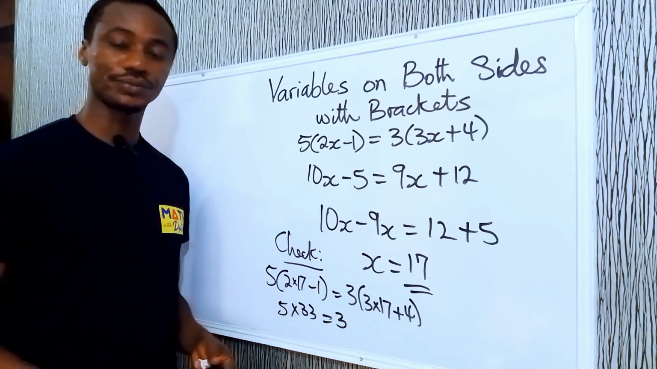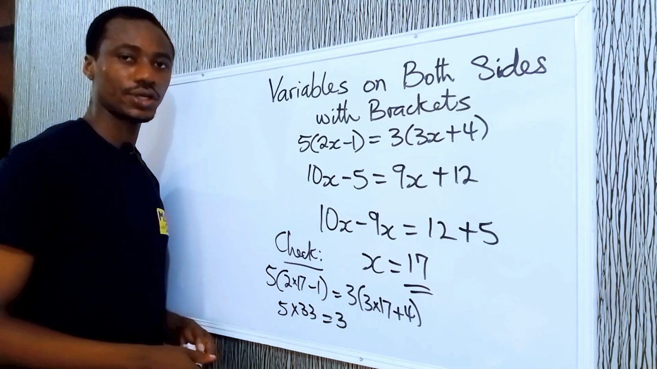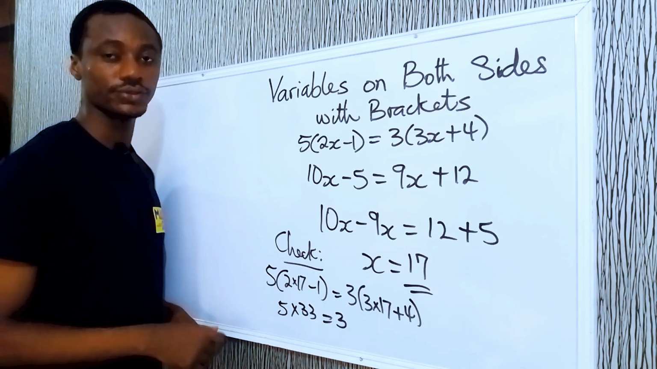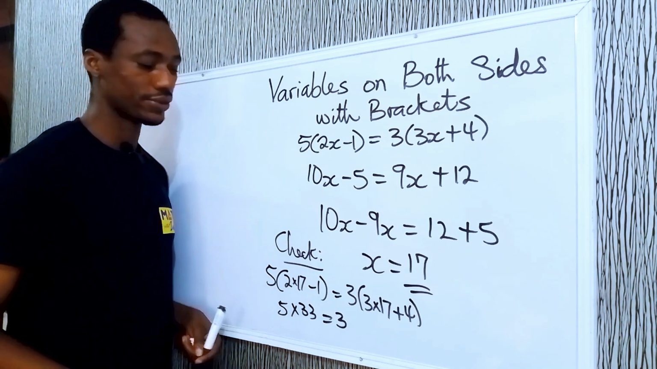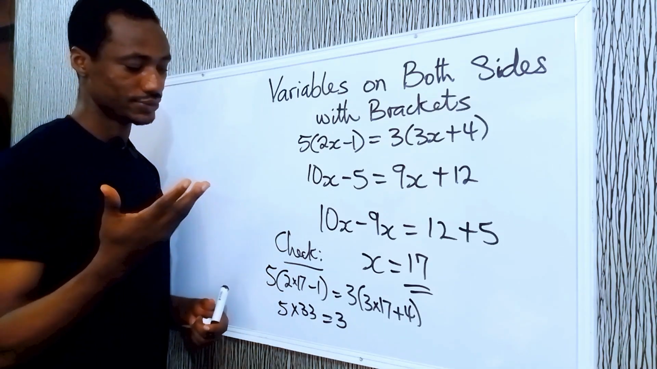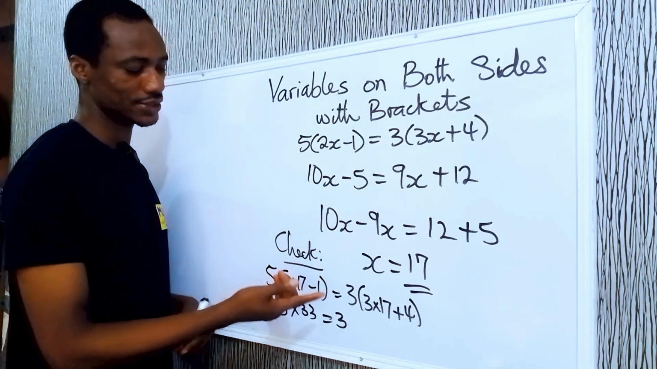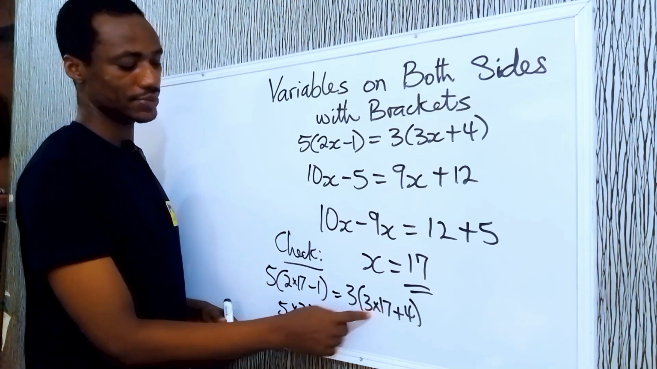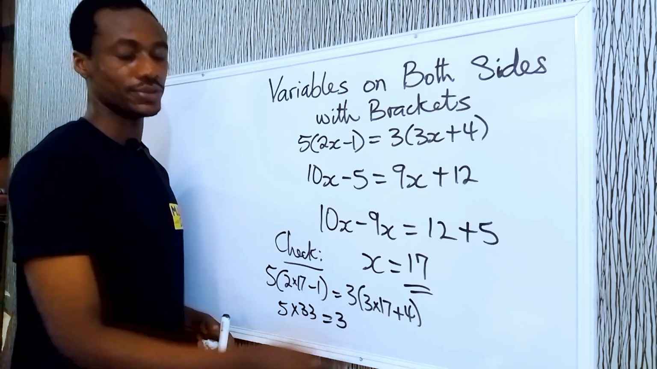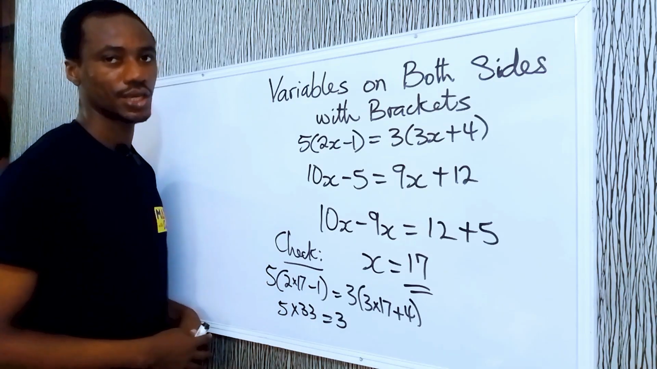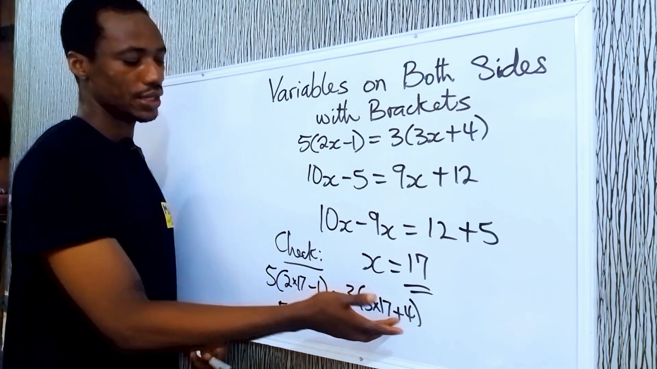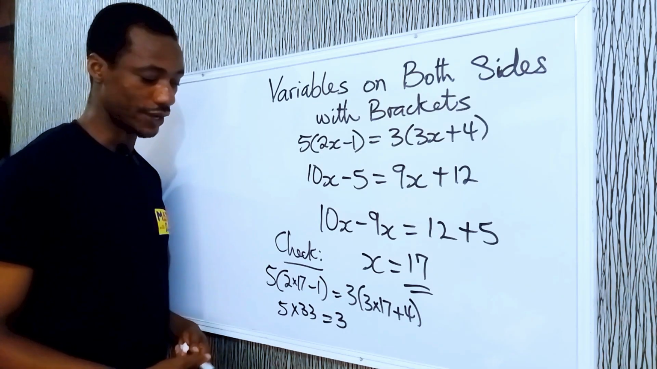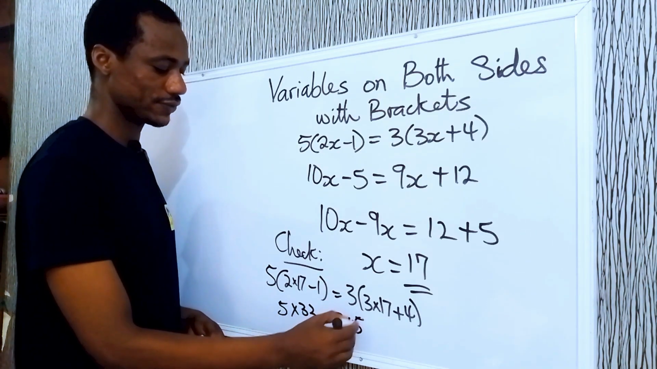3 times 17, so do your calculation and tell me. You can use any method of calculation. You can use splitting, you can use the column method, just calculate. For me, I like to split. So 17 times 3, I will just do 10 times 3, 30, 7 times 3, 21, and 30 plus 21, that's 51. And then 51 plus 4, that's 55. So this is 3 times 55.